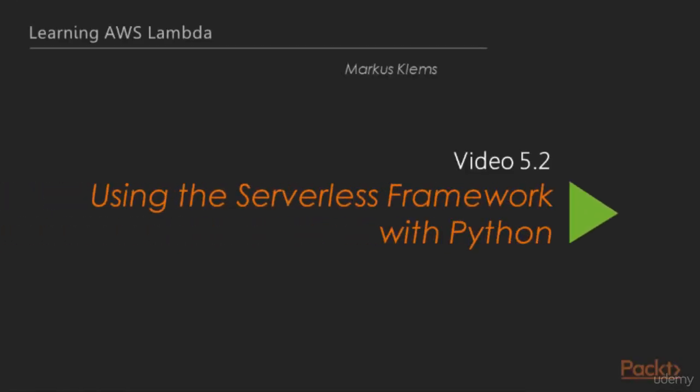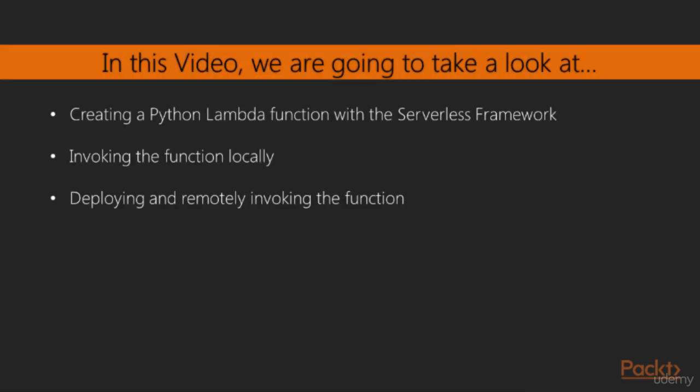In the previous video, we created our first Python Lambda functions on the AWS Management Console. Now we will use the Serverless framework to create Python Lambda functions. In this video, we're going to take a look at creating a Python Lambda function with the Serverless framework, then we will invoke the function locally, and then we will deploy and remotely invoke the function.